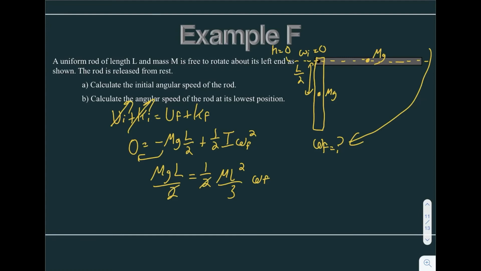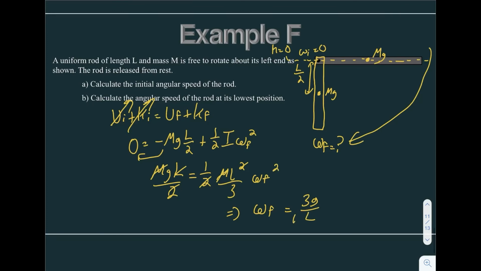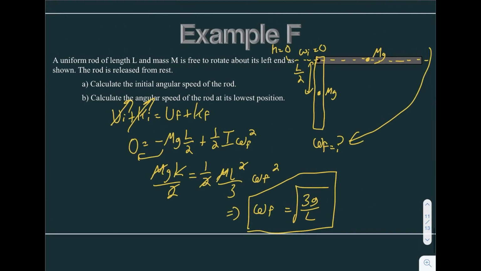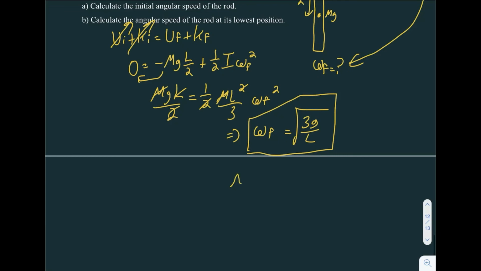Now we just have to solve for omega f, which is a mess. So 1/2 cancels, m cancels, one of the L's cancels. Omega f is the square root of 3g over L. And that's the final answer there. All right, and that is more about angular energy or rotational energy. And that's it.